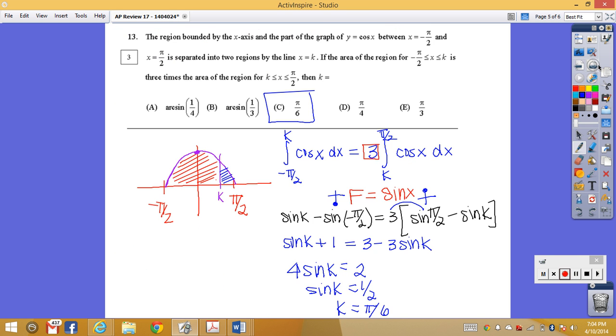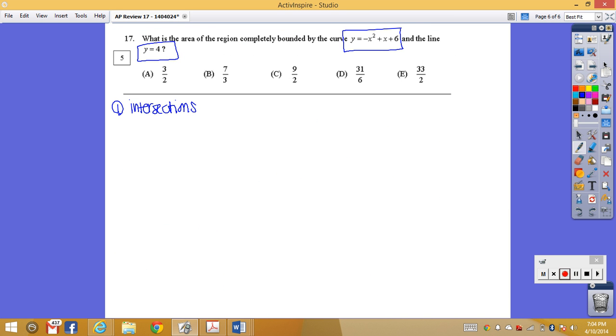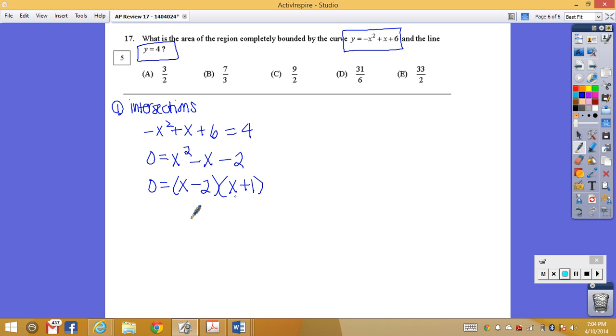Alright, going back to my problem. So my intersections would be negative x squared plus x plus 6 is equal to 4. I don't like my x squareds to be negative, so I'm actually going to move everything to the other side of the equation. Or I could multiply by negative 1. That'd be negative 2. So I get 0 is equal to x minus 2, x plus 1, x is equal to 2 and negative 1.